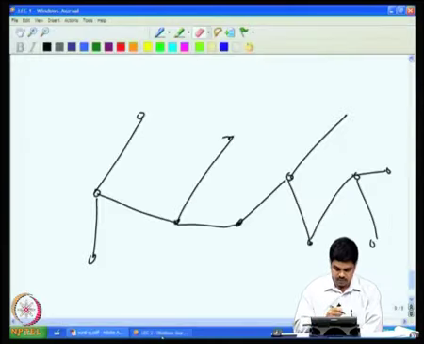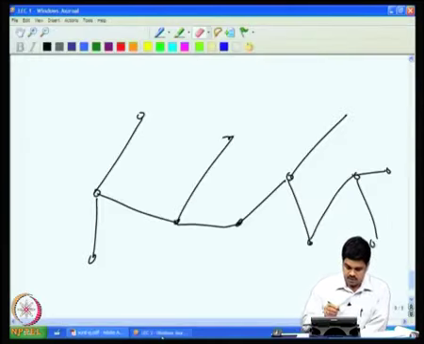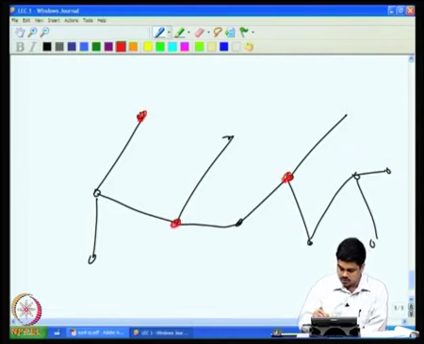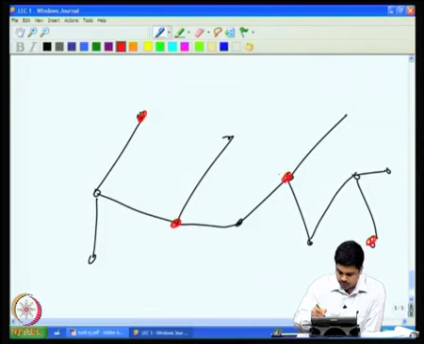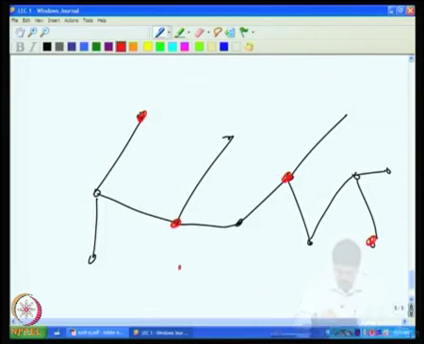For instance, in this graph we can consider some of these vertices, say this one, this one, this one, this one. These 4 vertices. If I consider the induced subgraph on these 4 vertices, we will just get something like this.